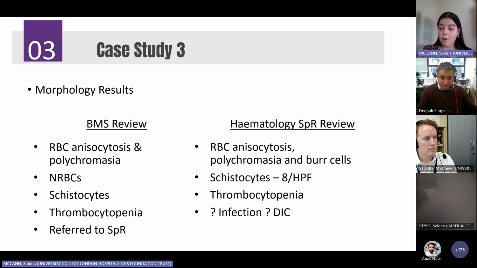I will now launch the next poll. This, I think, will need to draw on information that Matt and Deepak have already spoken about previously. Would you need to exclude TTP in this case?